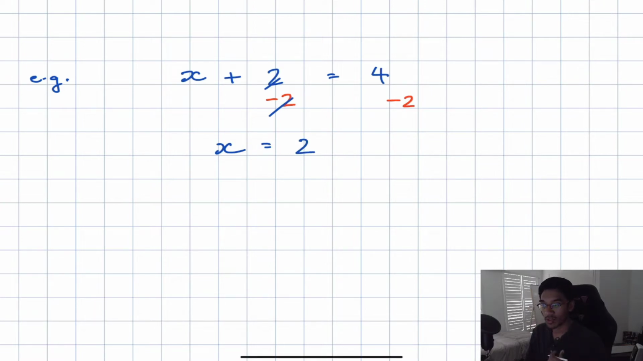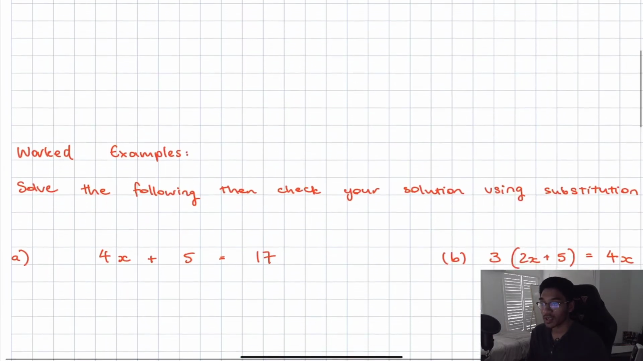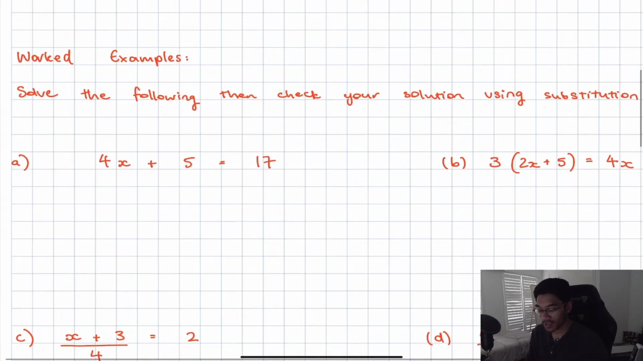So that's basically what we're going to be doing. It's stuff that you've done before, but now we're taking some added complexities onto it as well. But yeah, let's just get into some worked examples because that's the best way to do it. I'm going to walk you through my thought process.